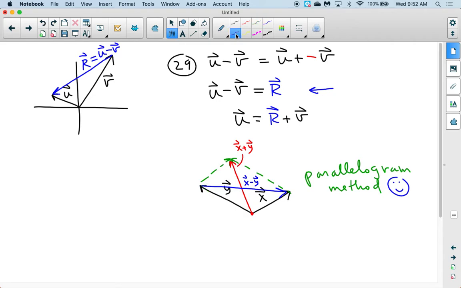Okay, so we'll use purple. This guy here, right, coming in this direction would be x minus y. Totally cool. This is what makes the parallelogram method so nice. All right, if you go back to our picture here, you can see it again, parallelogram.